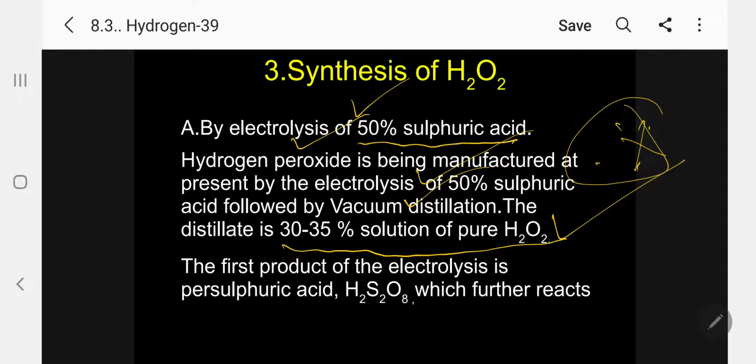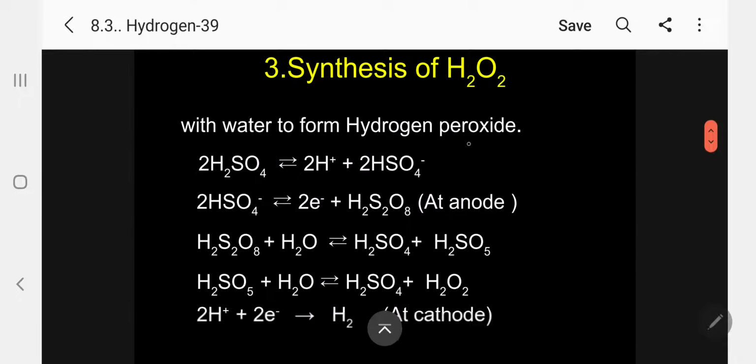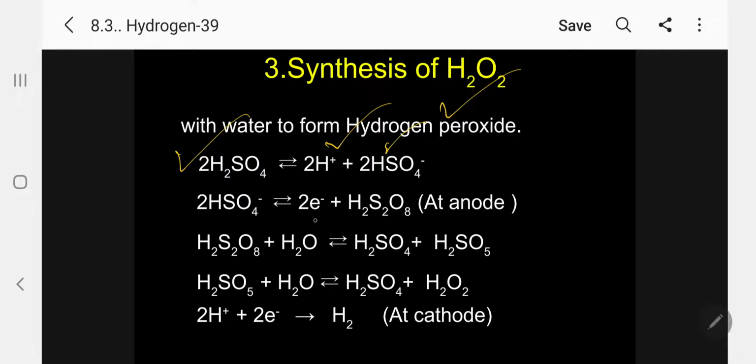The first product of electrolysis is persulfuric acid, H2S2O8, which further reacts with water to form hydrogen peroxide. Let me explain the reaction, kindly follow. Sulfuric acid undergoes ionization to H+ and HSO4−. Two HSO4− ions, by giving 2 electrons at the anode, are converted into H2S2O8. Kindly follow. This H2S2O8 on reaction with water is converted into sulfuric acid and permonosulfuric acid, H2SO5.